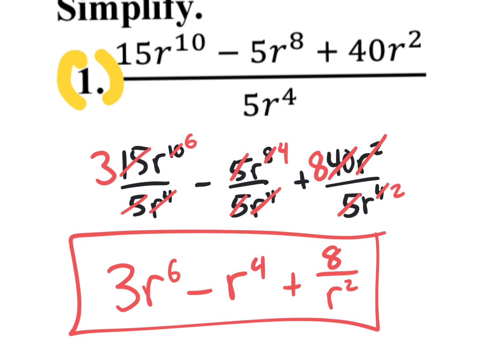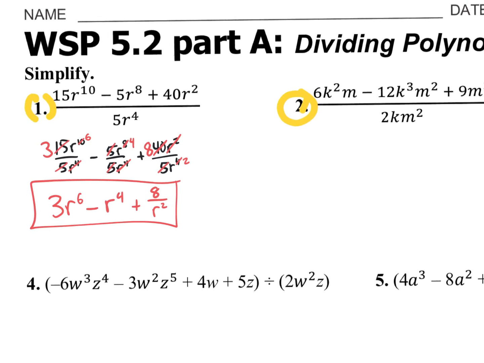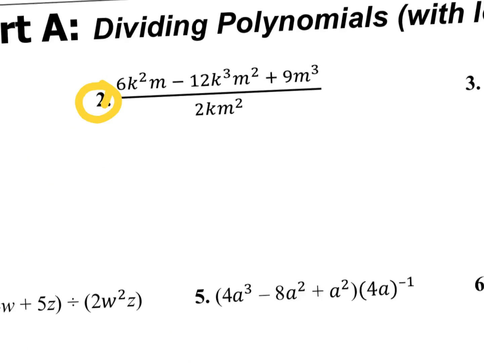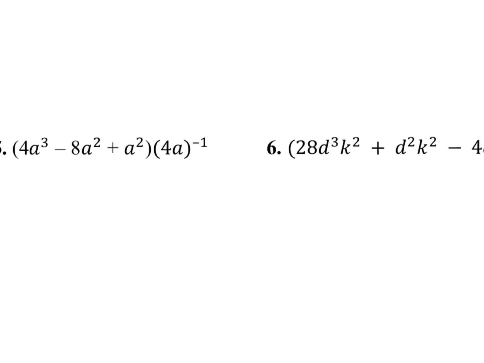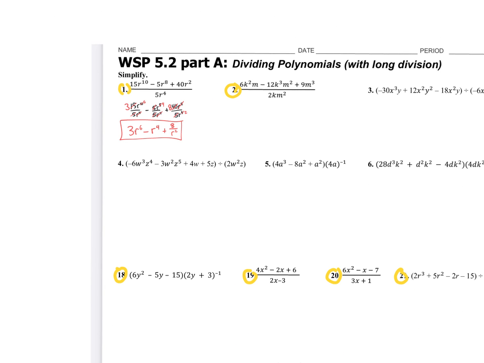Okay, now, number 2, you're going to do it the same exact way, but this is really not long division. I don't recommend long division right here. So we're not going to do questions 3, 4, 5, because they're all the same. They're all one term. Look, 2km squared, 6x squared y, 4a. So let's just do 1. I already did 1. You do 2. And then let's move on to the ones where we actually have to use long division.